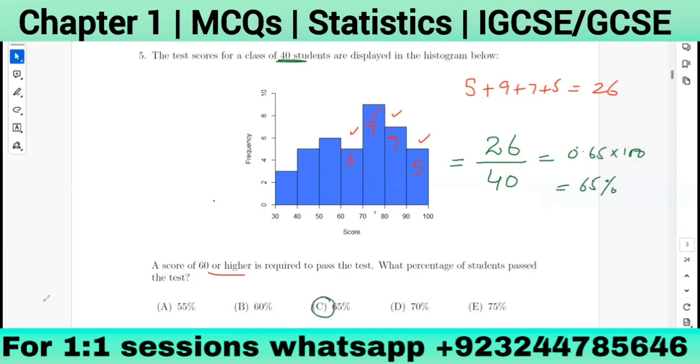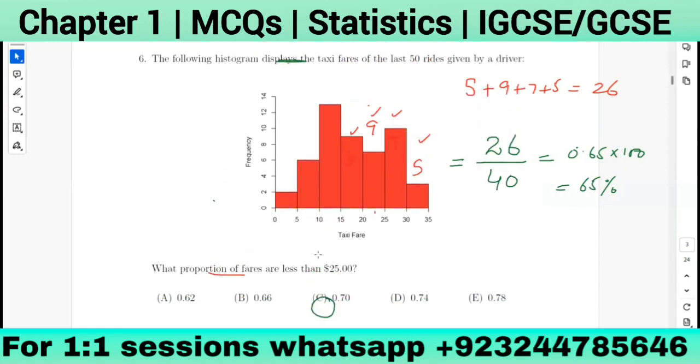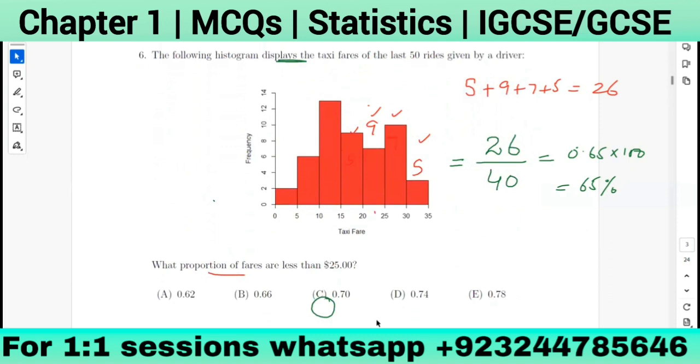So this is a small working. You can just note it down. You can note it down, likewise we are doing it.